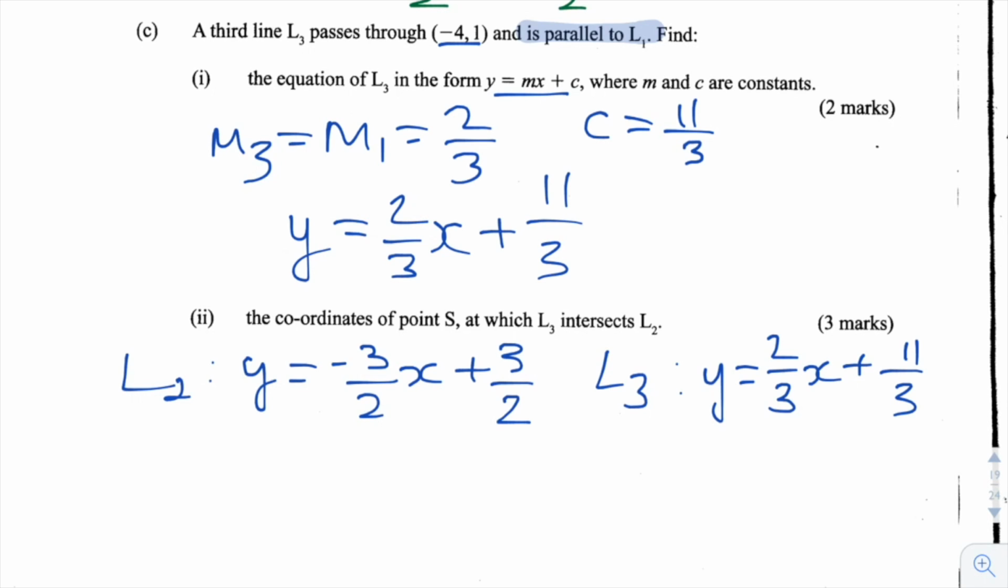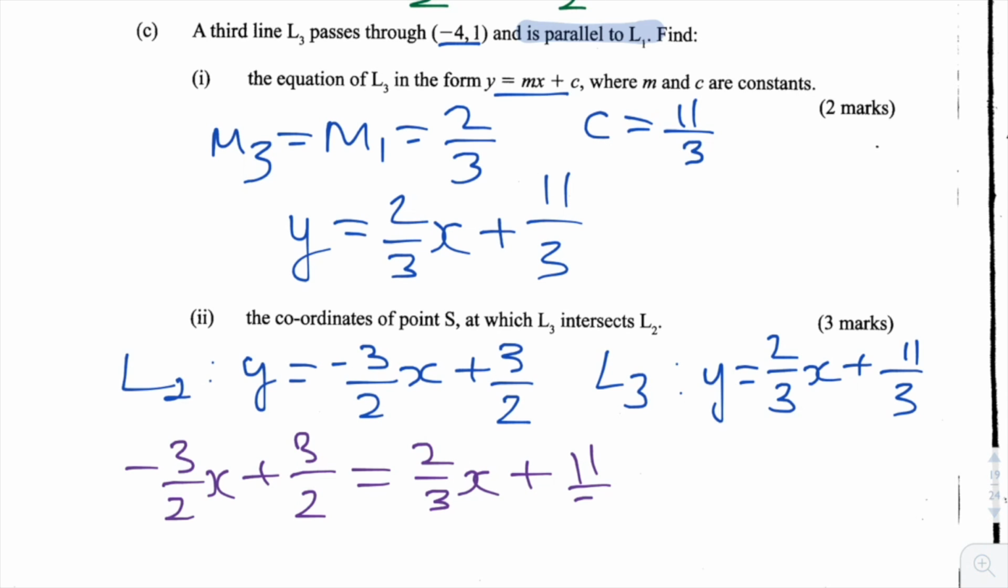So let's do that. First, let's equate these two equations, L2 and L3. So we get -3/2 x plus 3/2 is equal to 2/3 x plus 11/3. What I'm going to do is move the x's all over to the right hand side, and move all the constant terms over to the left hand side.